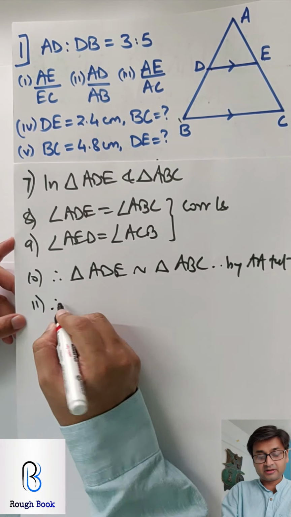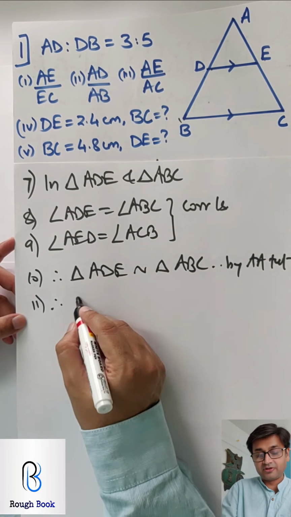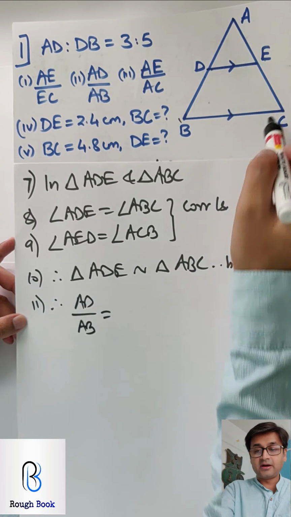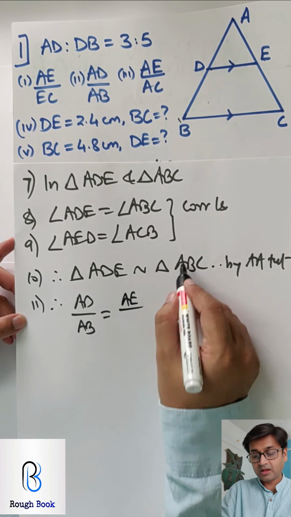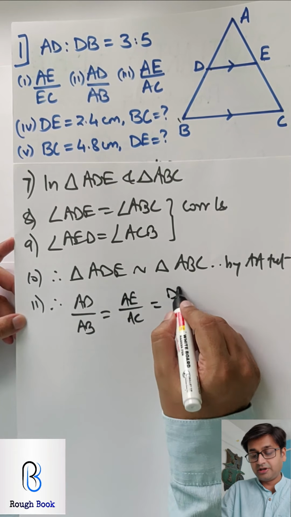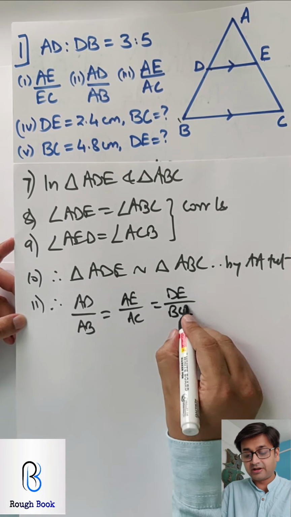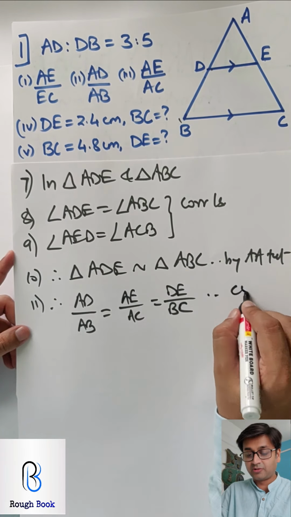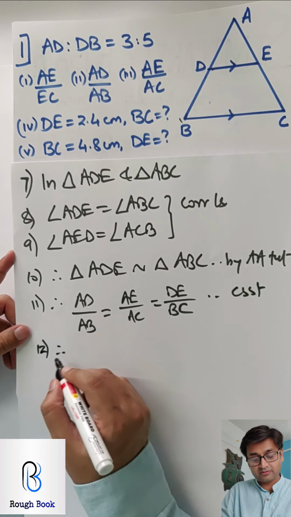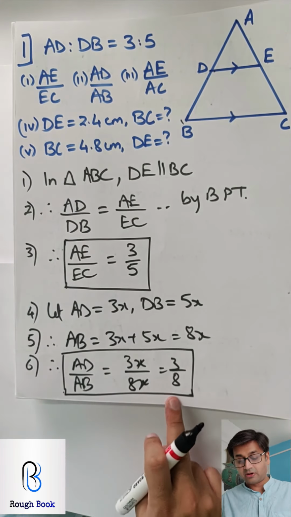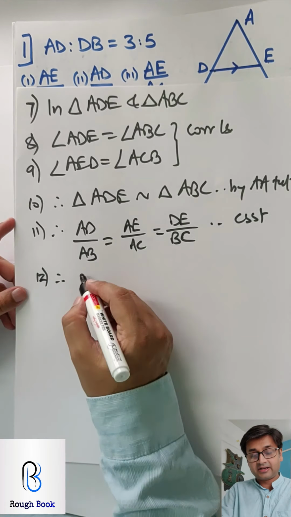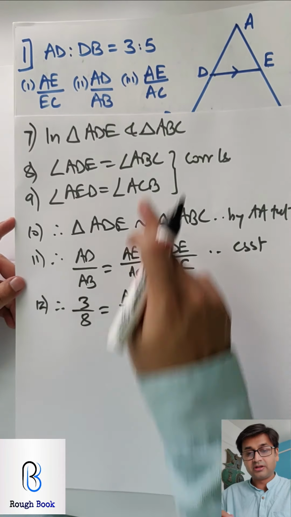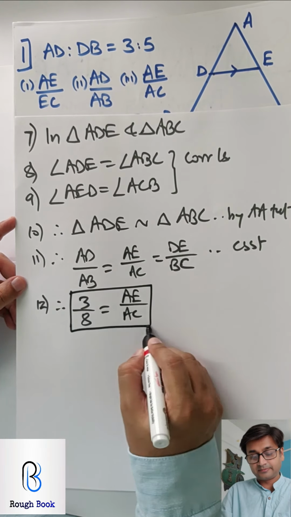Once your triangles are similar, therefore AD upon AB, which we have already found, first and second, AB, is equal to AE upon AC, first and last, is equal to DE upon BC. See, I am creating the platform for the next one. Therefore I asked you to do this, okay? This is going to be CSST. So step 12, therefore AD upon AB we've already found 3 by 8, so no need to worry. Directly write over here 3 by 8 equals AE upon AC. So we got the third part, AE upon AC.